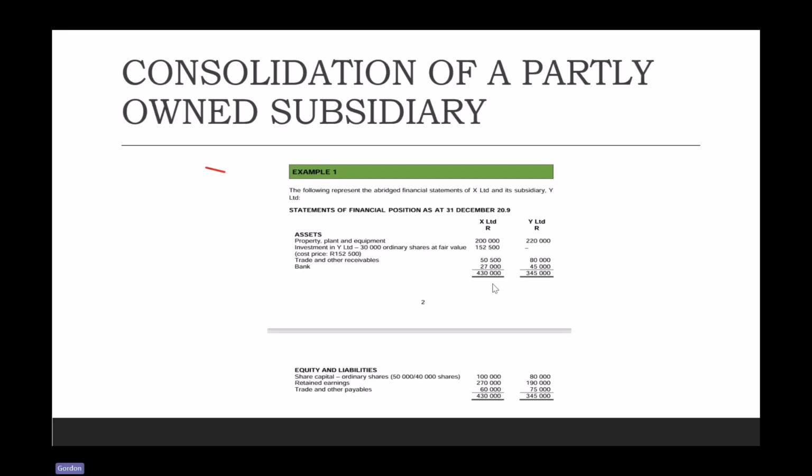They are not part of the group. They are not part of the group earnings.